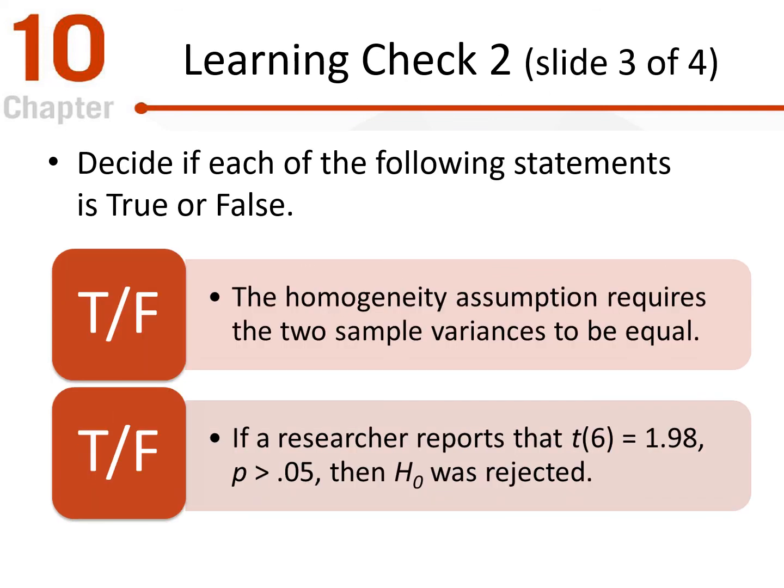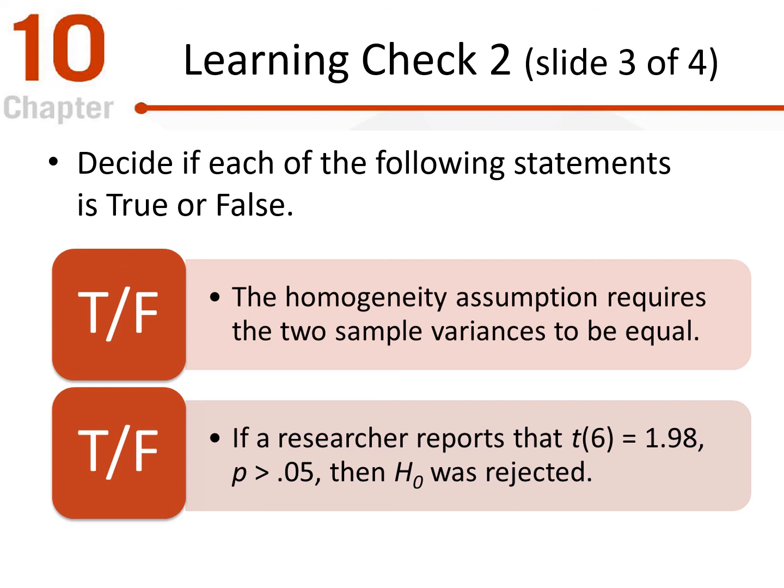The last slide is on true false. The homogeneity of variance assumption requires the two sample variances to be equal. Well, they're not going to be equal. They're going to be a little bit different. You want them to be similar. But what we're really testing is the population variances. We're using the samples to make an inference about the population variances. And we want the population variances to be equal. The two sample variances should be relatively equal, but they're not going to be exactly the same. That's why you had that Hartley F max test. You don't want the largest one to be more than 4 times the smallest.